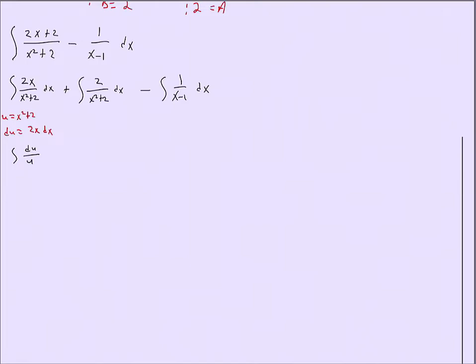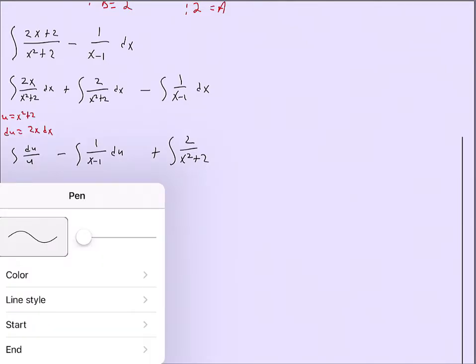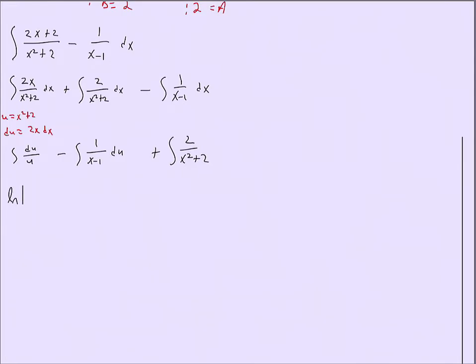You know what I'm going to do is move the integrals around. I'm going to put the other easy one here first, and then I'm going to put the harder one on the side. The only reason I did that literally is because that way I have more space to work. So we've got two easy integrals now. We can integrate the du over u is the ln of the absolute value of u, minus the integral of 1 over x minus 1 dx is the ln of the absolute value of x minus 1.